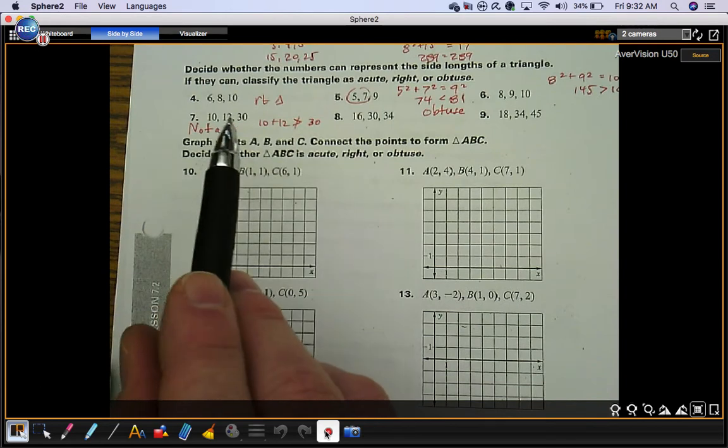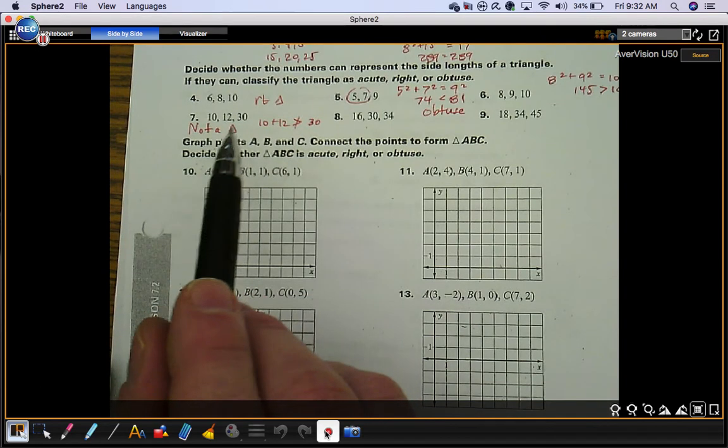I'm not saying it's not a right triangle. I'm saying you cannot make a triangle with these lengths. You need to check that first.